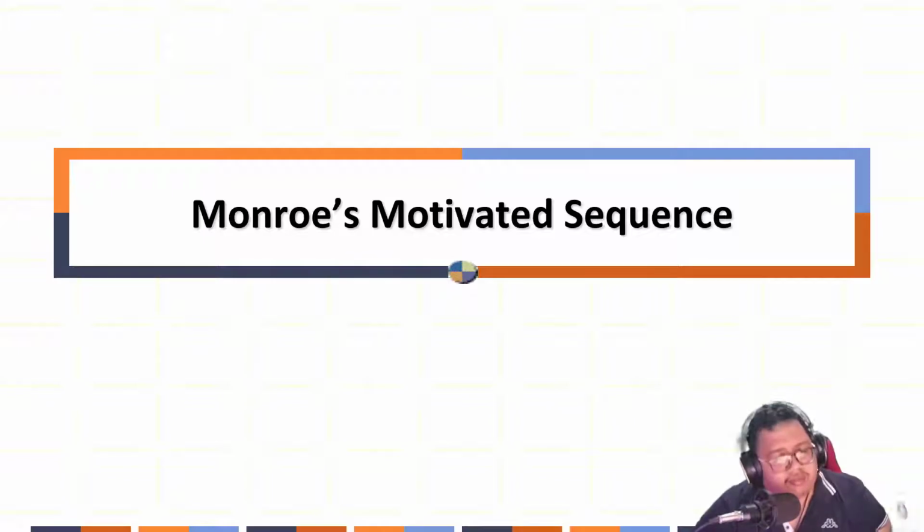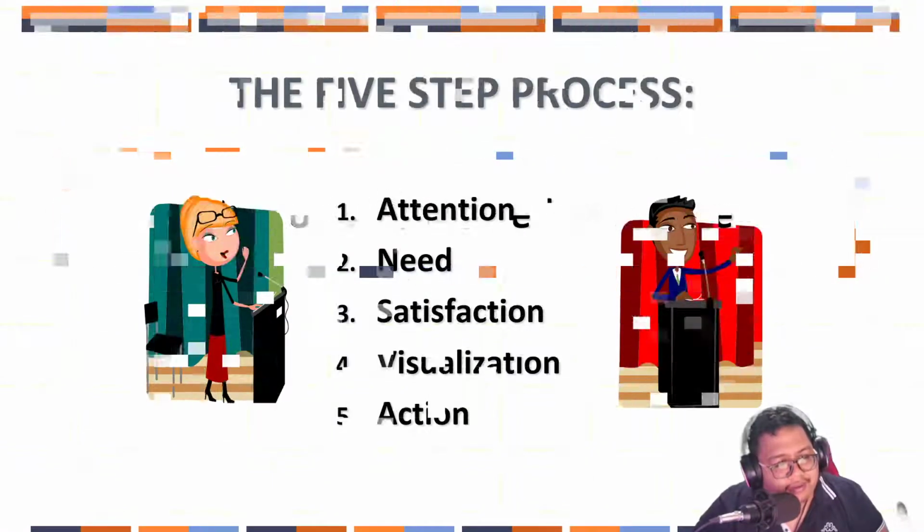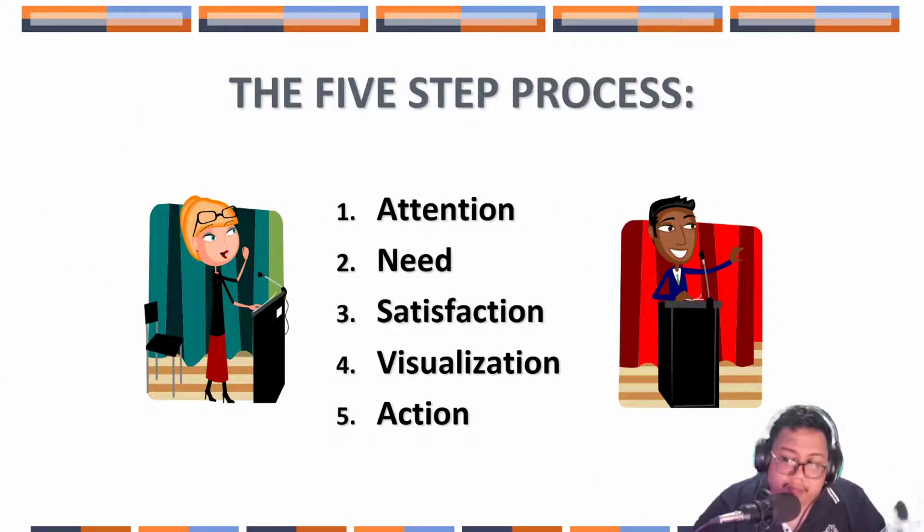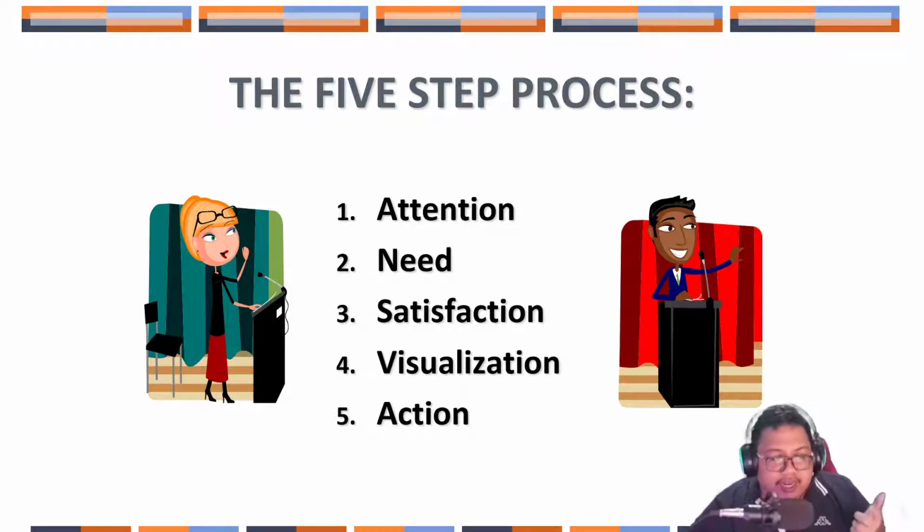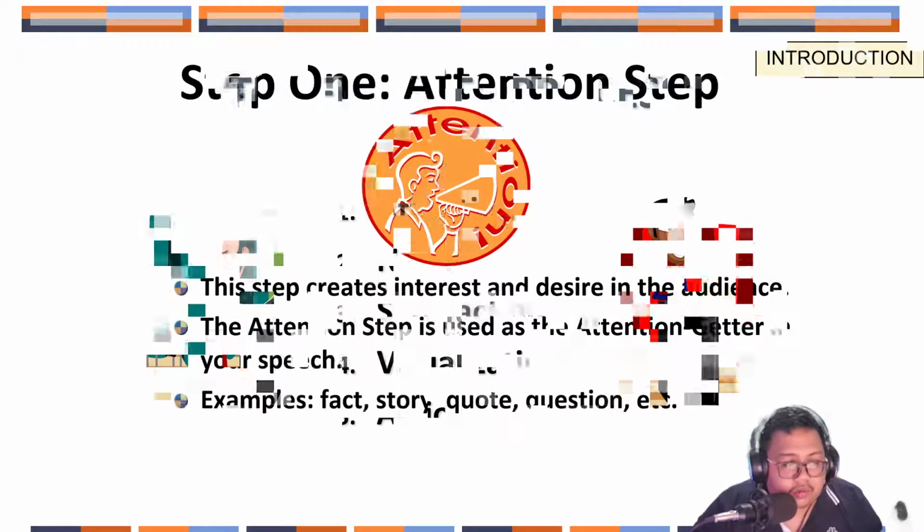Okay. Right, so it is a 5-step process for Monroe's motivated sequence. So we have the attention, the need, the satisfaction, the visualization, and then the action. We'll be going through it one by one, and I will also discuss the guidelines of the speech.